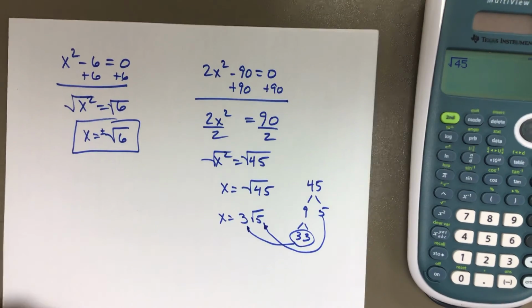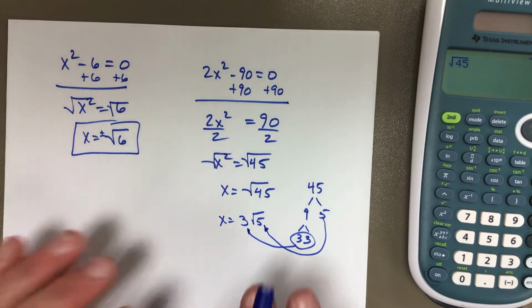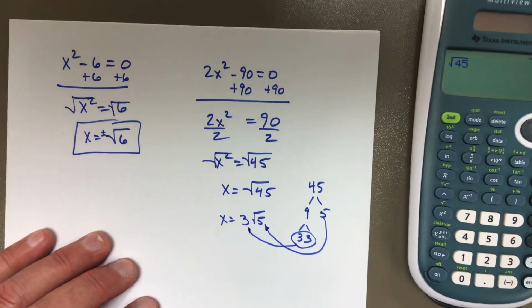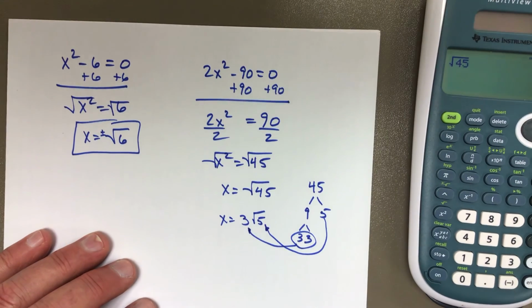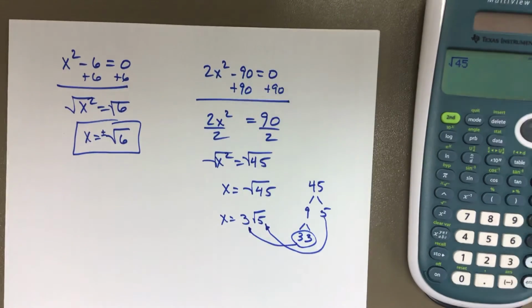So this is solving by square roots. So the biggest thing is to make sure that you get the x squared term by itself. That's what you want to do before you take the square root.